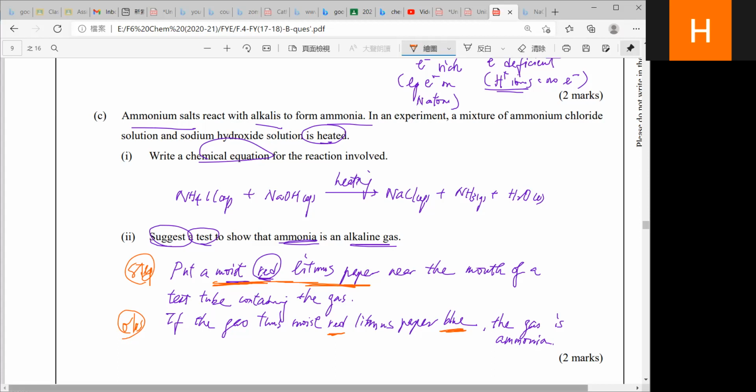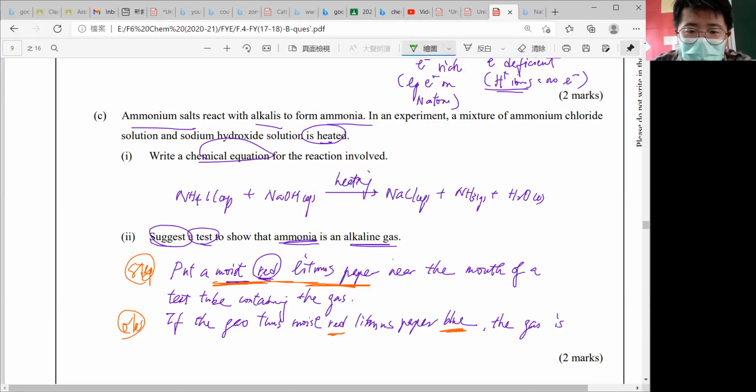Mr. Sheen, I have a question. I believe the test is to show that it is an alkaline gas, and for this one you just said the gas is ammonia. What test will you suggest? Actually, I think the question means that you have to show that ammonia is an alkaline gas. So instead of saying the gas is ammonia, you should say that the gas is alkaline. You mean this part? Yes. Good, so the gas is alkaline.